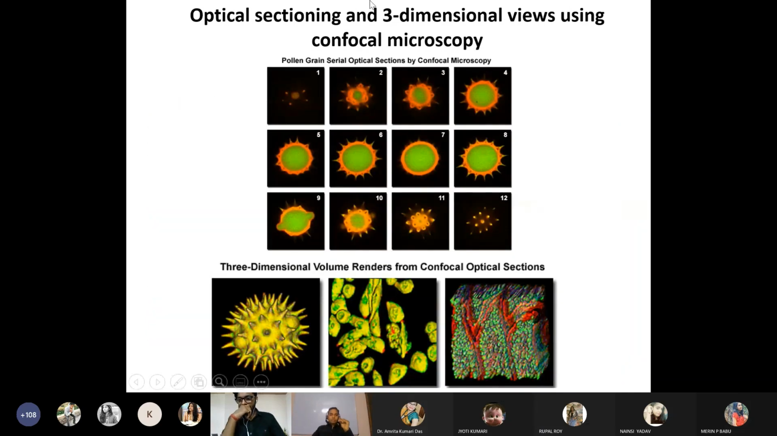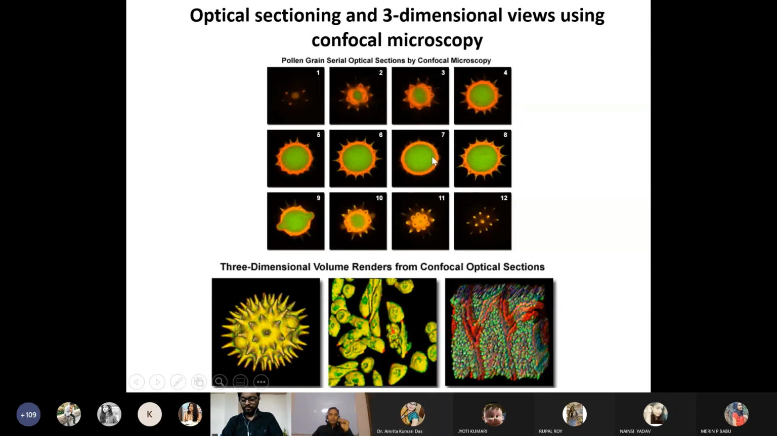Now I can show you that in a confocal microscope, the pollen grain has been scanned from one end to the other. Okay, so the 1, 2, 3, and 4, and so on, 12. These are the different sections of the pollen grain. Without cutting the pollen grain into 12 different sections, you can actually see the pollen grain through it. Okay, so here the pollen grain has been started.